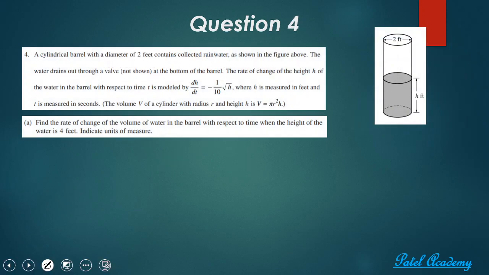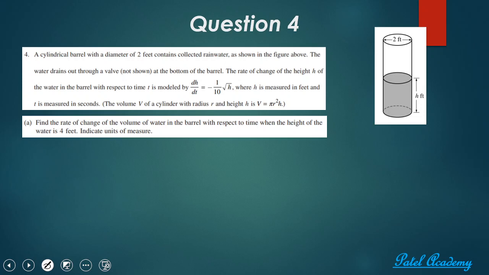Question number 4 now. A cylindrical barrel with diameter of 2 feet contains collected rainwater, as shown in the figure above. The water drains out through a valve not shown at the bottom of the barrel. The rate of change is given by dH by dt is equal to -1/10 times root h. Now h is measured in feet and time is measured in seconds.